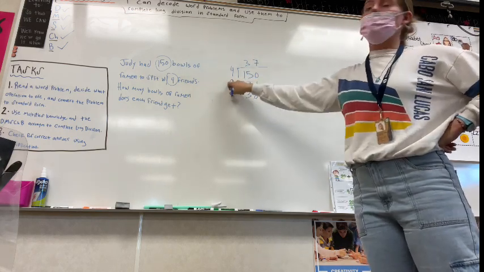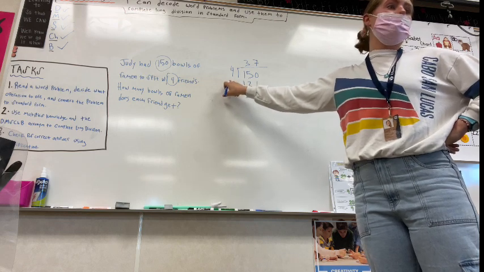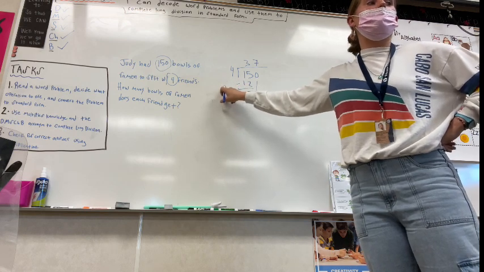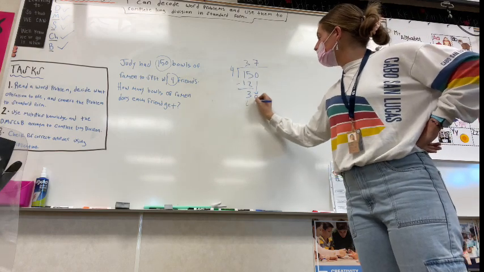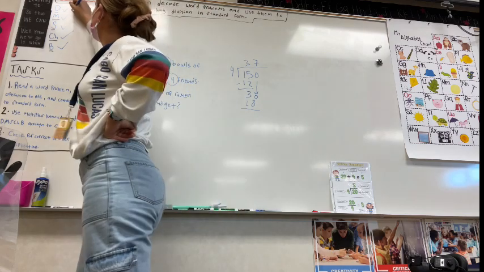7 times 4, you guys know it? You can do it on your board in front of you if you want. I'll just tell it to you right now, but for the next one, you will do it on your own. 7 times 4 is 28. That was our divide and our multiply.